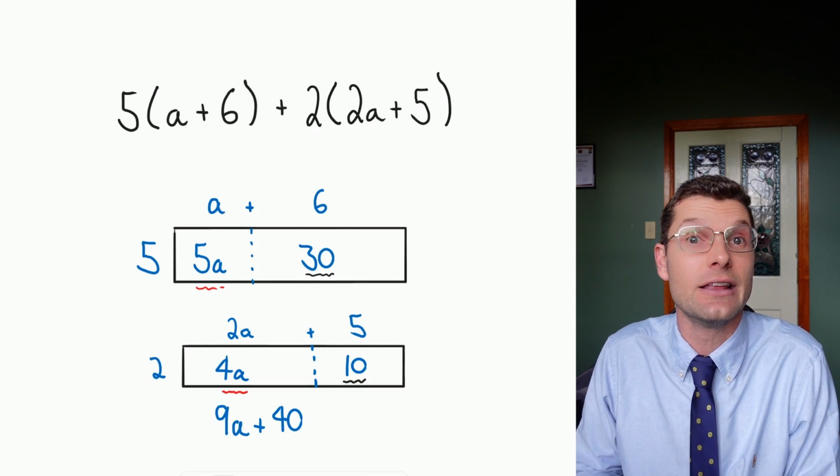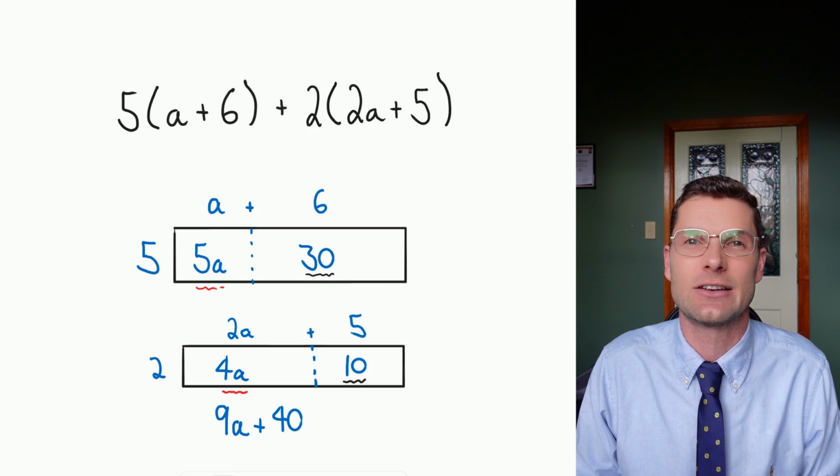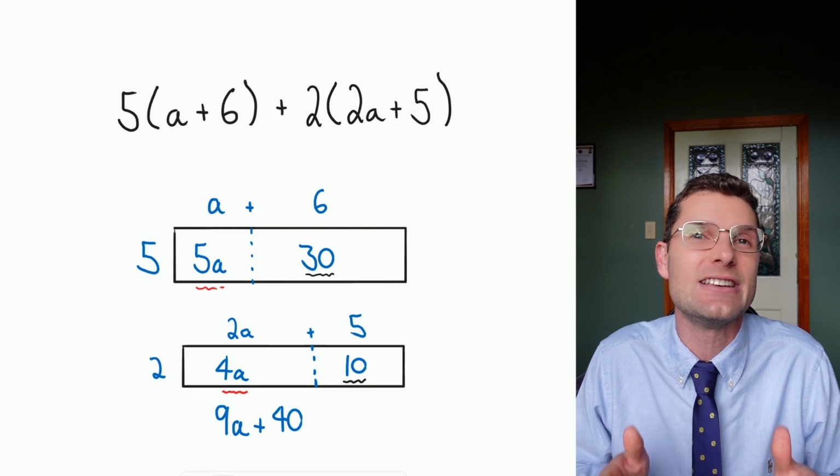So this is a little bit easier because you can see the like terms incredibly easily because they're just in a box.